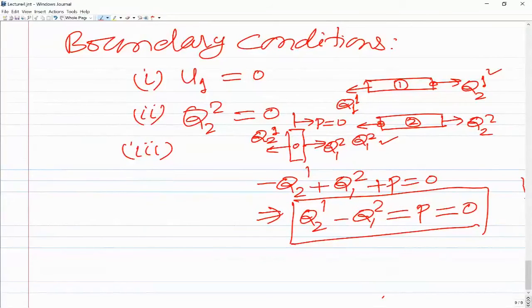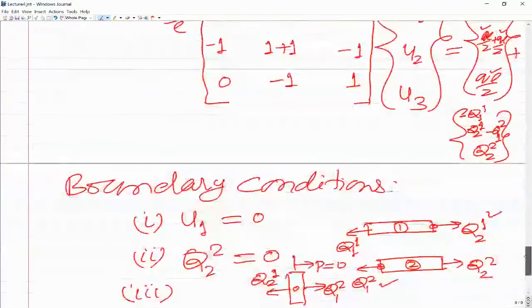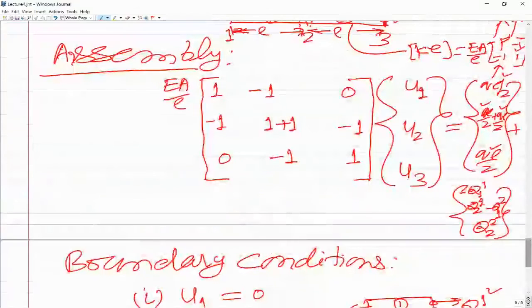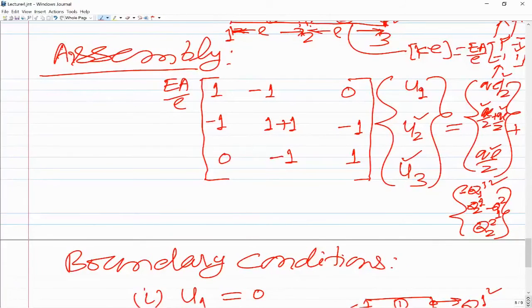So now if you look at this equation, what are the unknowns? u1 is already known, equal to 0, u2 and u3 are unknowns, and this q11 term is an unknown. q21 minus q12 is 0, q22 is 0, so the unknowns are 3: u2, u3 and q11, and these are 3 equations. So we can solve for the 2 unknowns u2, u3 and the reaction unknown q11, that is force on element 1 at node 1, internal force.